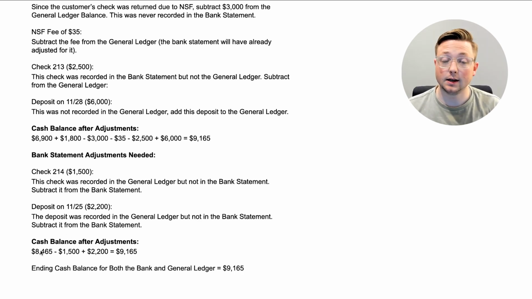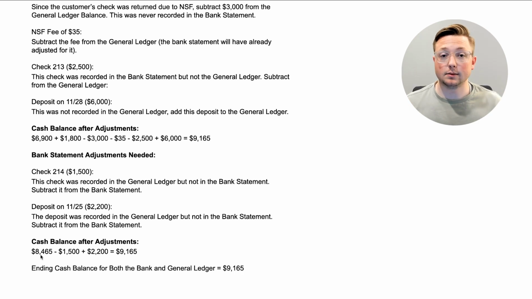So we take the ending cash balance that the bank said, less the $1,500, plus the $2,200 deposit, and that gives you $9,165. And if you'll notice, the reason that this $8,465 is at that number already is because they already took into account the fee that was charged. That's just kind of an automatic thing that's going to happen when these non-sufficient fund fees happen. They're just going to take it out. So their ending balance is most likely going to incorporate that already.